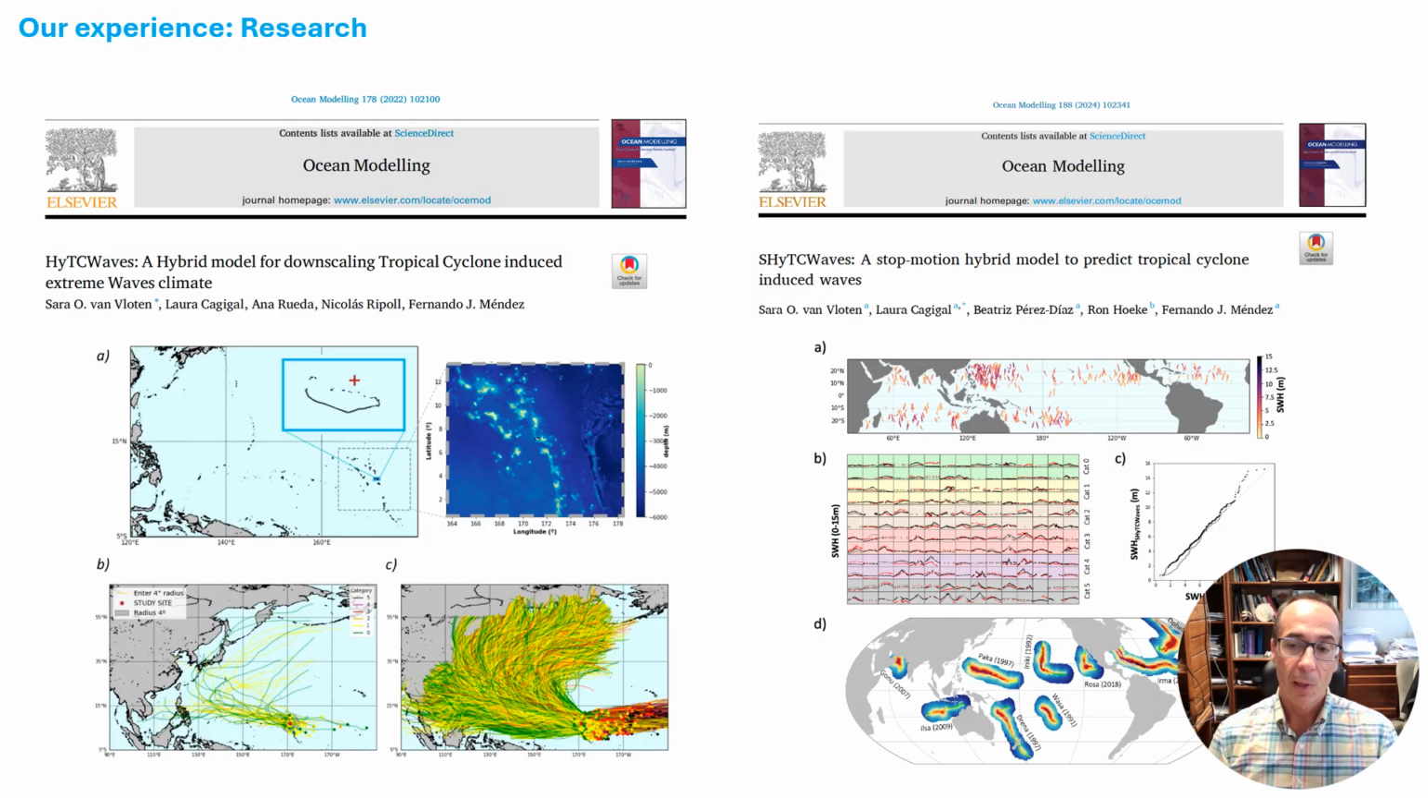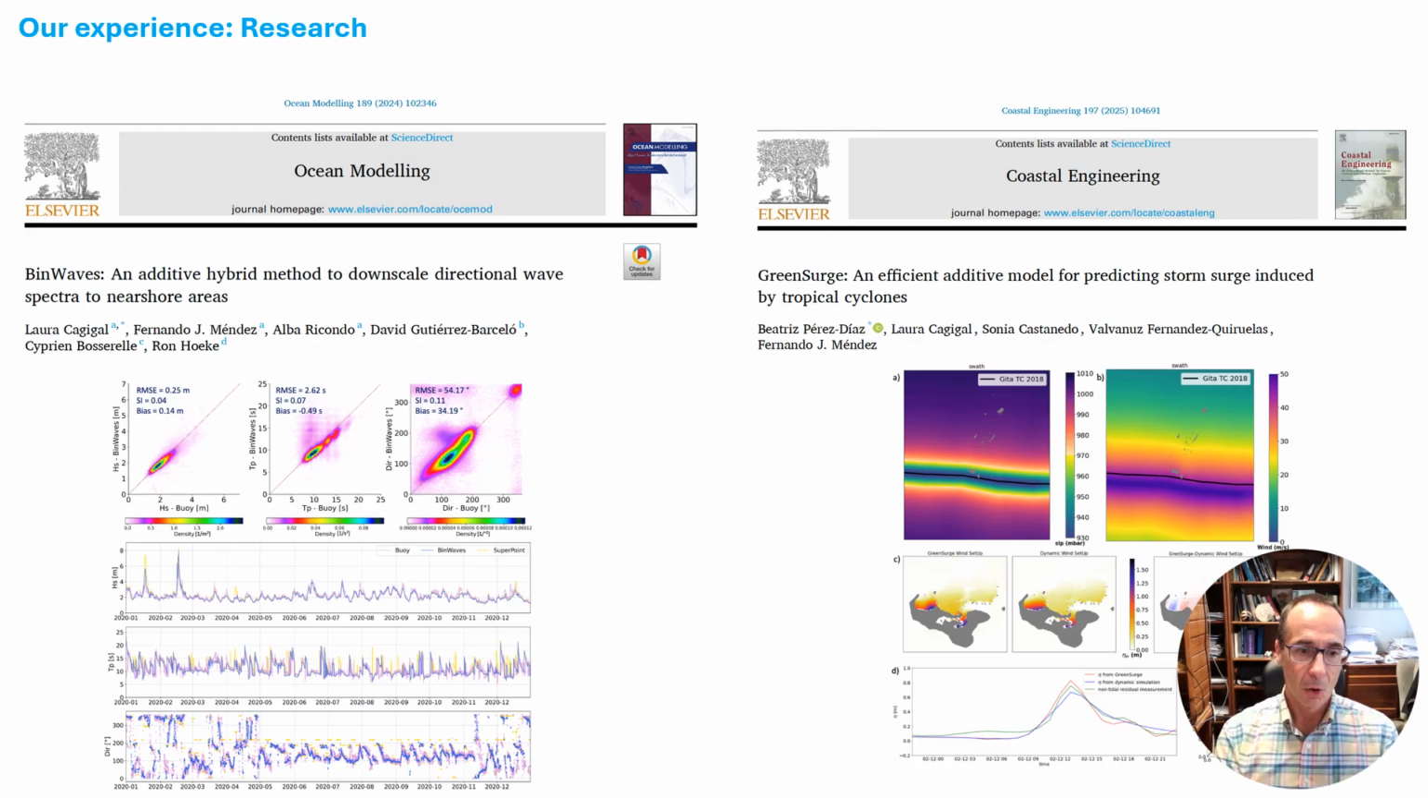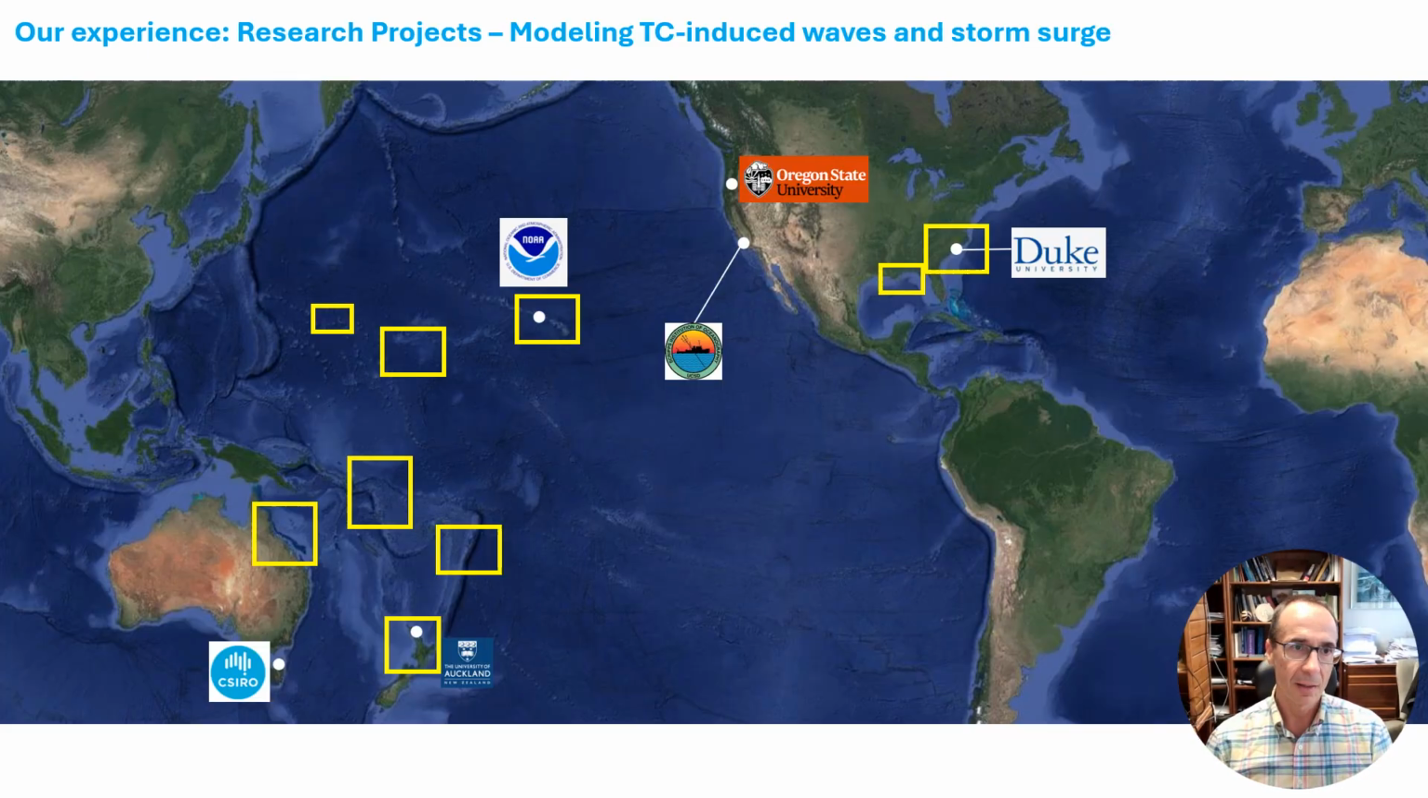So our experience in research. Here you see some snapshots of recent papers in which we have shown to the scientific community different models for waves, the tropical cyclone-induced waves, in these two papers, or a model for downscaling waves to nearshore areas, or on the right-hand side, an efficient model for predicting storm surge. All of them are meta models and are relocatable to different areas.